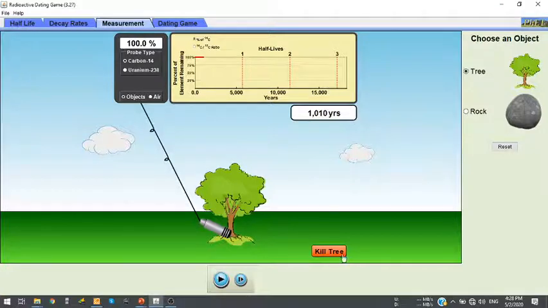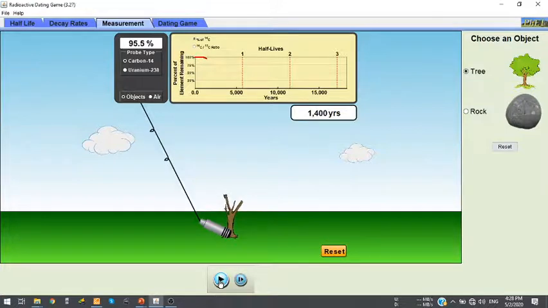But when the tree dies, the tree is killed now, the plant has stopped absorbing carbon-14 from the atmosphere, because it is no longer living and cannot absorb carbon-14. So the stored carbon-14 inside its body is now disintegrating into nitrogen-14. We see that the amount of carbon-14 is not 100% now, it is 95.5%.